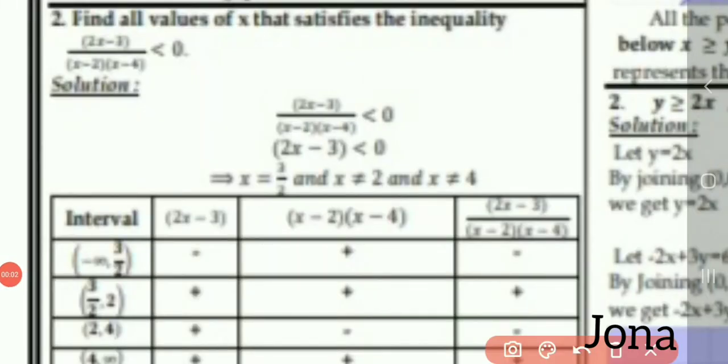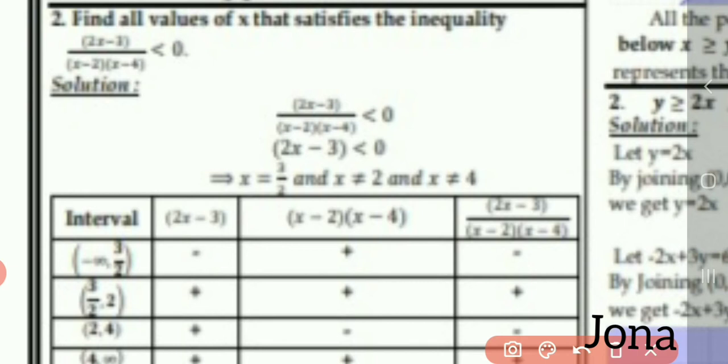Second problem, find all values of x that satisfy the inequality (2x minus 3) divided by (x minus 2) into (x minus 4) less than 0. Here we have three factors.